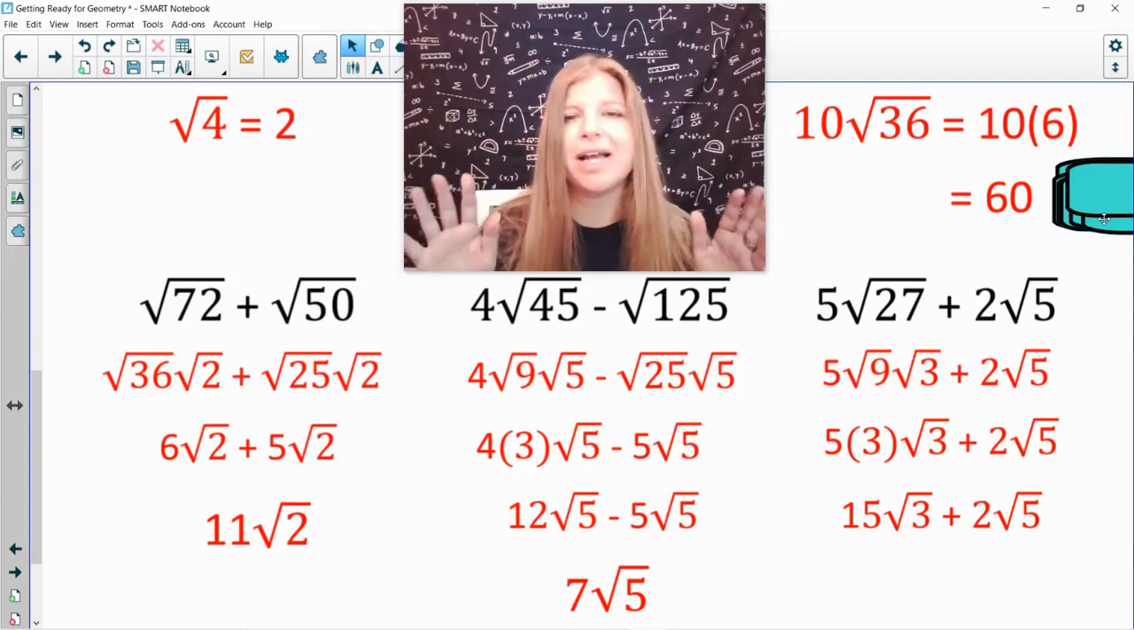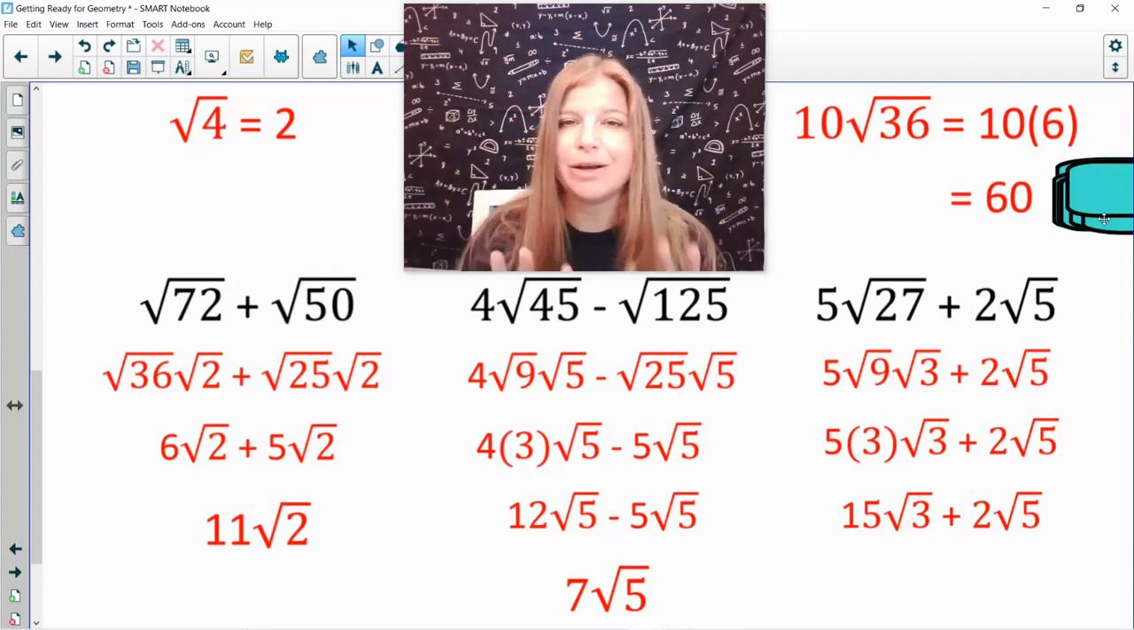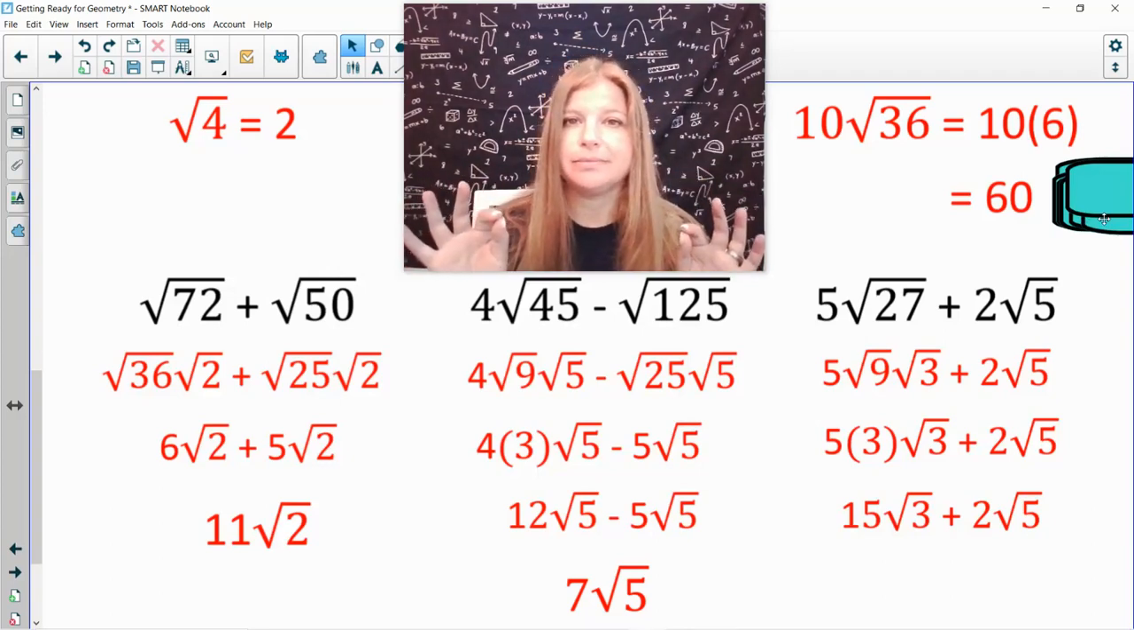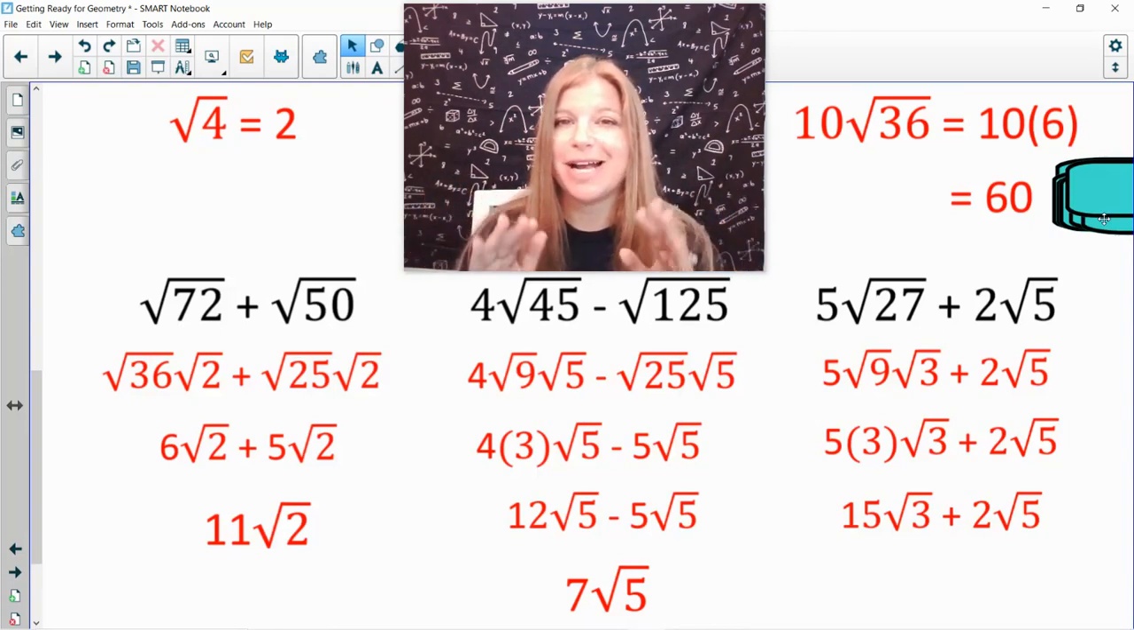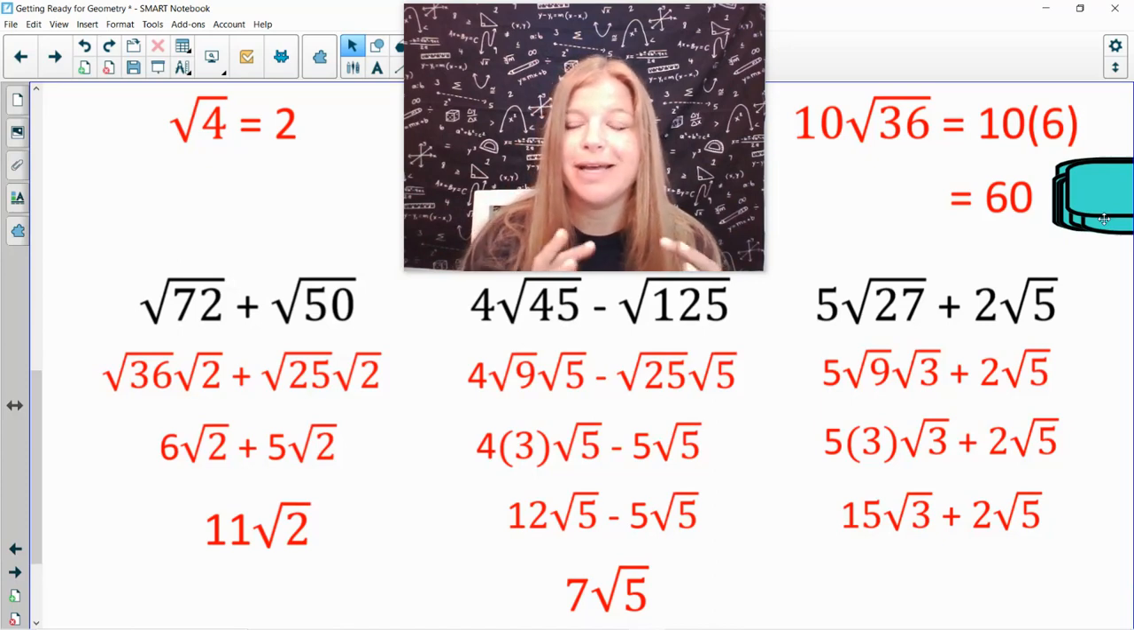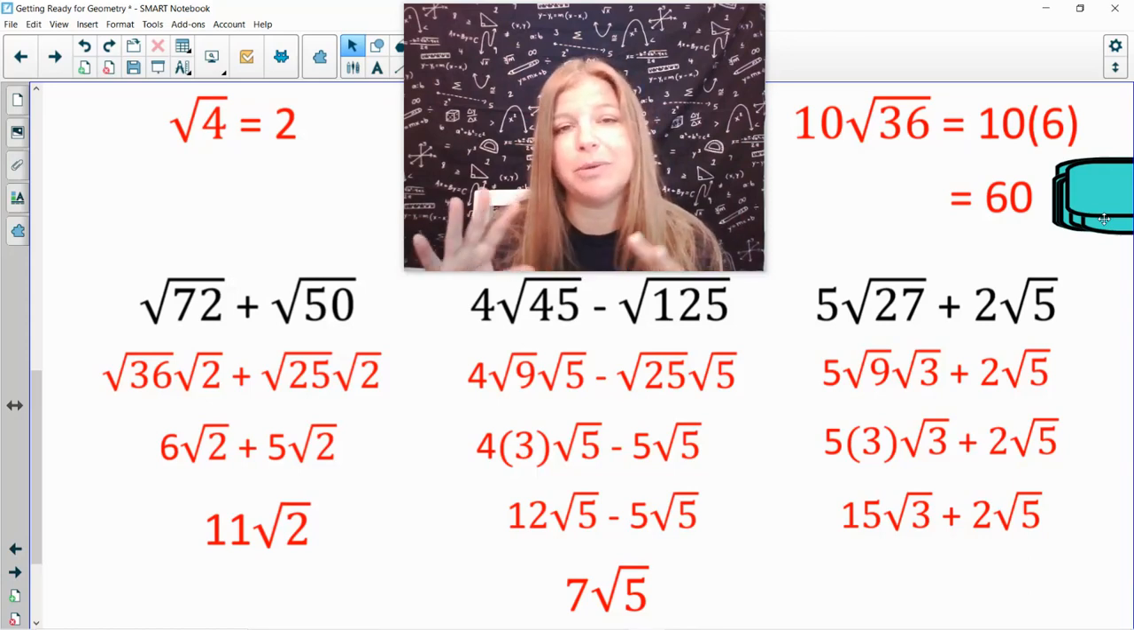Now, why do you think I left this as my final answer? Why can I not go any further? Hopefully, it's because you notice that the radicands are different. I have a radical 3 and a radical 5. And when the radicands are not like, they're unlike, you cannot combine them. So this is truly what my final answer would look like.